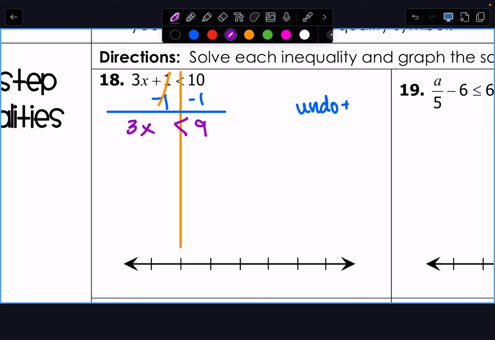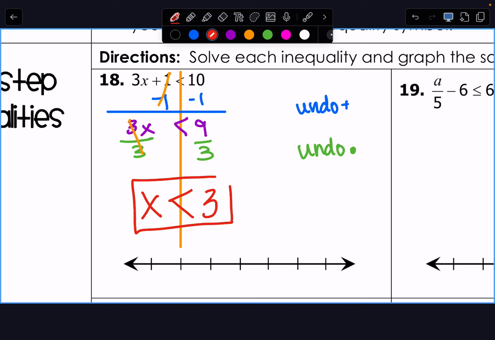Okay. Now, the next thing that group did was what? They divided by 3. Does that make sense? We need to undo multiplication by dividing both sides by 3. Did we divide by a negative number? No, so we still have x. Our inequality sign is the same. And 9 divided by 3 is 3.